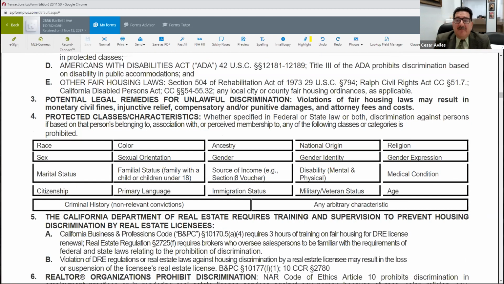So please make sure that you do not discriminate based on race, color, ancestry, national origin, religion, sex, sexual orientation, gender identity, gender expression, marital status, familial status, source of income, disability, mental or physical, medical condition, citizenship, primary language, immigration status, military veteran status, age, criminal history, any arbitrary characteristics. So please do not, because there is a big punishment in the law.